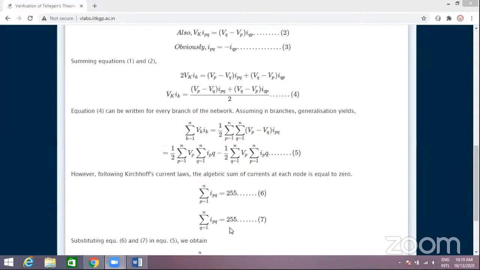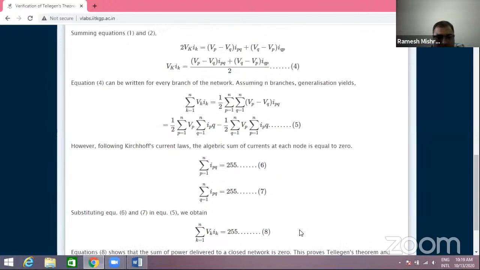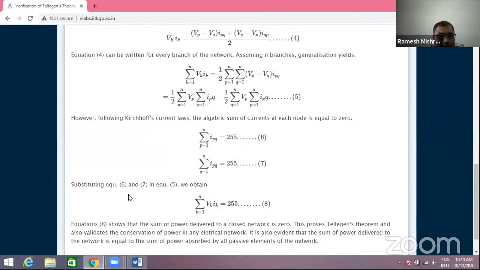Now equate equations 6 and 7. What will the value be? Substituting equations 6 and 7, we have to perform this: the summation of Vk into Ik from k equal to 1 to n is equal to some constant value, and this is the 8th equation. Just we can write it.